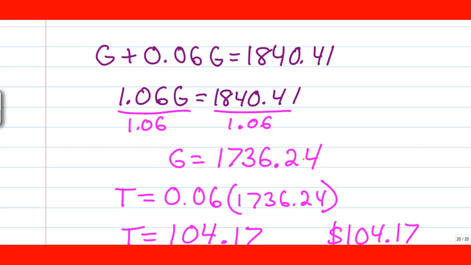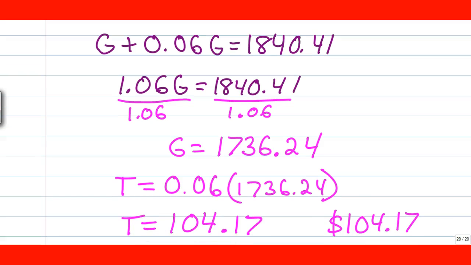$1,736.24. Now, if I want the tax, I need to come back to that second formula I had. Tax was equal to 0.06 times the goods. Well, I know what the goods cost, so I plug them in there. I multiply it, and I come out to find that my tax is equal to $104.17. So for my final answer, I'm going to use the dollar sign because it's money, $104.17.